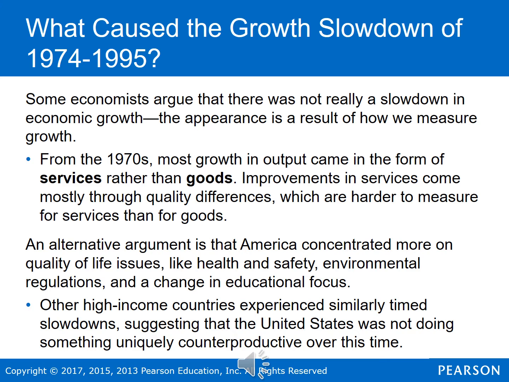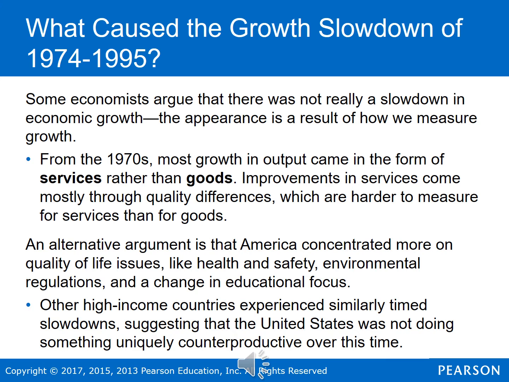Then, suddenly, in the mid-1970s, the unexpected happened. For about 2 decades, from 1974 to 1995, the growth rate of real GDP per hour worked slowed. The growth rate during these years was more than 1 percentage point per year lower than during the previous 2 decades.